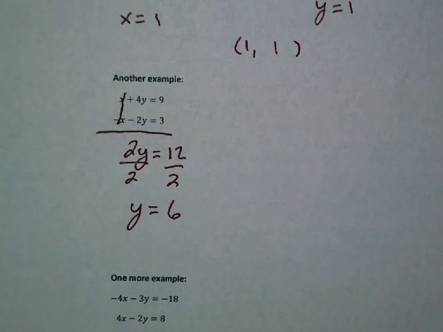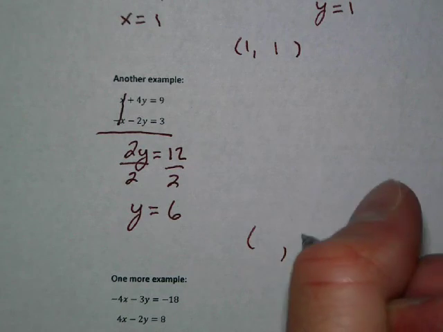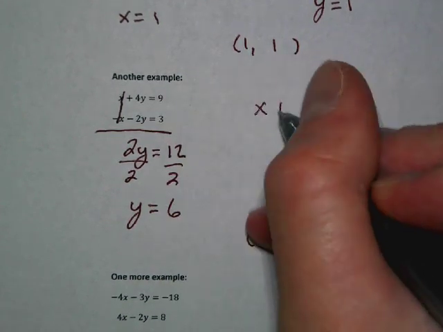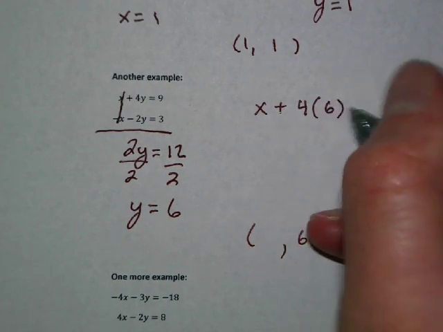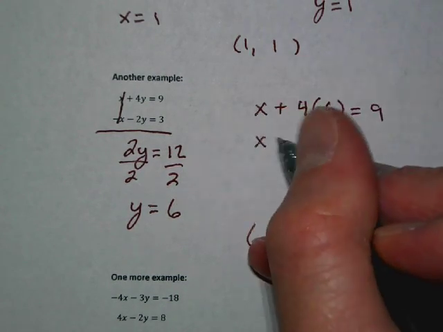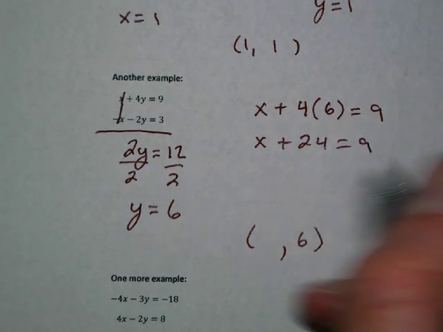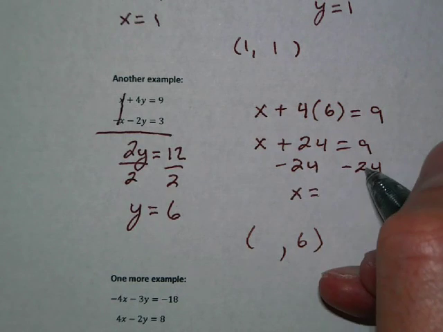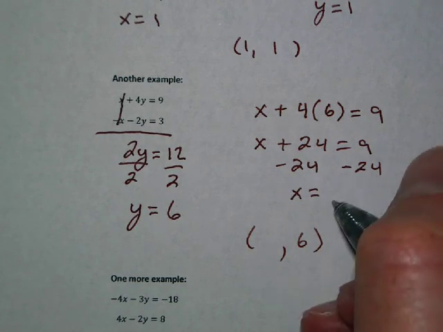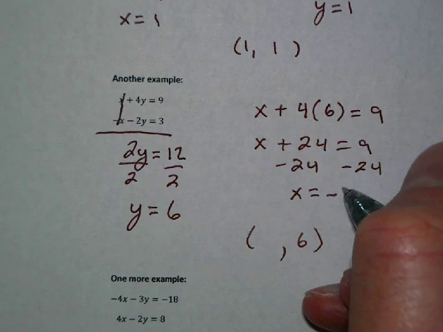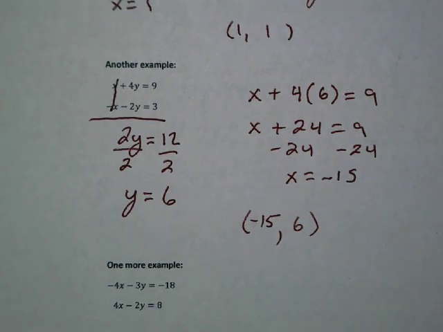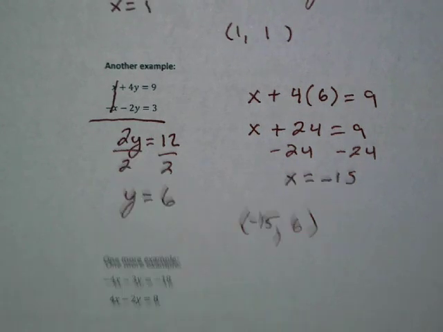Once again, we take that and plug it back in for y. I will use the first equation: x plus 4 times 6 equals 9. So that becomes x plus 24 equals 9. Then we subtract 24, and 9 minus 24 gives us negative 15. So we get negative 15, 6 as our solution.